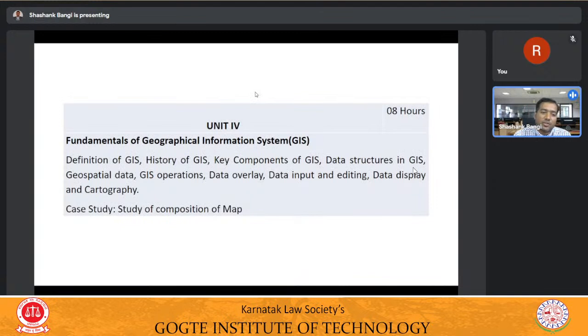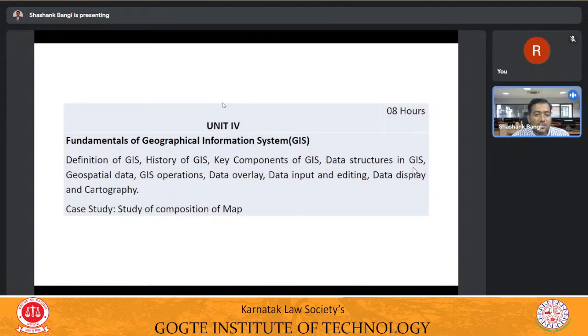So coming to unit 4, in unit 4 you are going to learn the fundamentals of geographical information system. Up to unit 3 you will learn only how to capture the data by using the remote sensing process, using different platforms, different sensors and photogrammetry. And in GIS you are going to learn how to combine all this data, how to process it and how to develop the map with meaningful information.